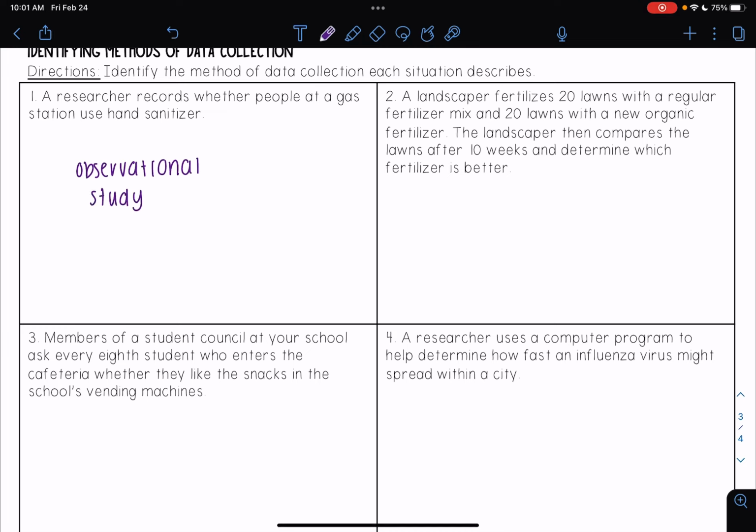Number 2, a landscaper fertilizes 20 lawns with a regular fertilizer mix and 20 lawns with a new organic fertilizer. The landscaper then compares the lawns after 10 weeks and determines which fertilizer is better. So here we see a treatment is being applied to some of the lawns. There are some lawns that have the regular fertilizer mix and others that have a new organic fertilizer. So since there's some kind of treatment that is happening, this is going to be an experiment.